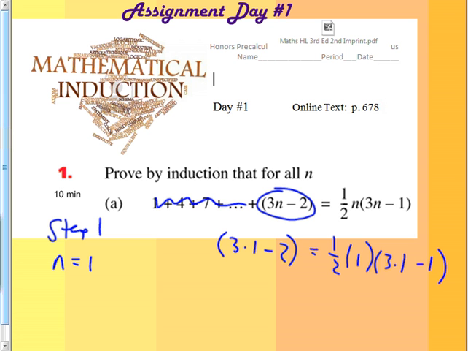So let's do it. 3 times 1 is 3, minus 2 is 1, equals 1/2 times 1, which is 1/2 times 3 times 1, which is 3, minus 1 is 2. 1/2 times 2, and that is equal to 1. So there. Step 1 was easy. Stick in a 1, prove it for 1. All right. Step 2 is a little weird.